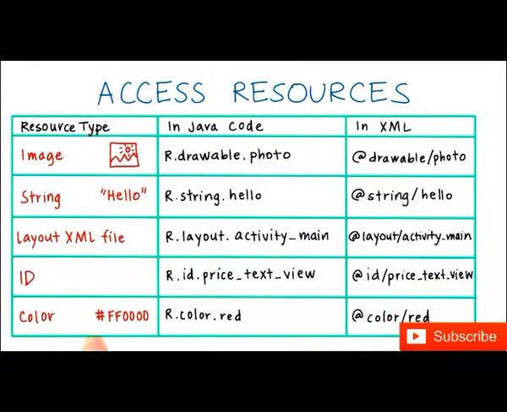Here are more examples of different resource types and how to access them. These are just a couple of the common resource types, but there's many others. Just remember that in Java code, you always start with a capital R, a dot, and then the resource type, a dot, and then the resource name. And the name is whatever name you assign it. And then in XML, you have @ and then the resource type, slash, and then the name of the resource.